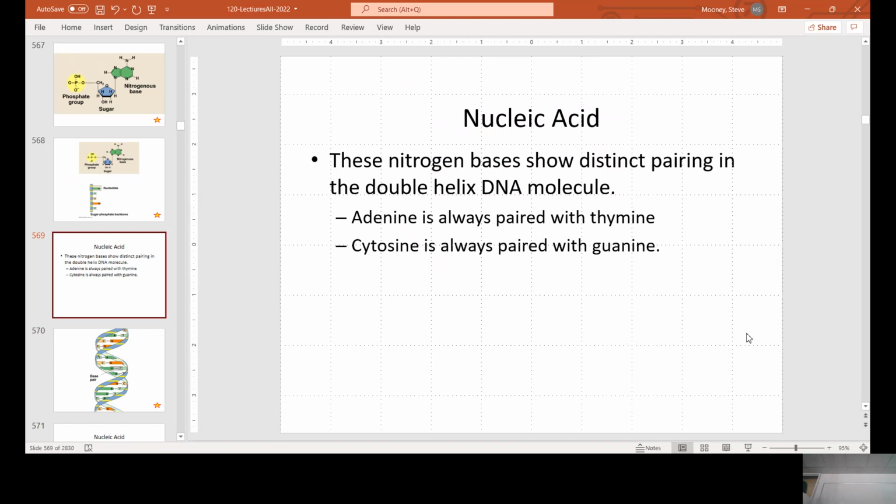So when we're doing our nucleic acids, there are a few rules that effectively make sure that the DNA gets copied correctly. The nitrogen bases or nitrogenous bases show distinct pairing preferences. Adenine always pairs with thymine. A always goes with a T. Cytosine is always paired with a guanine.